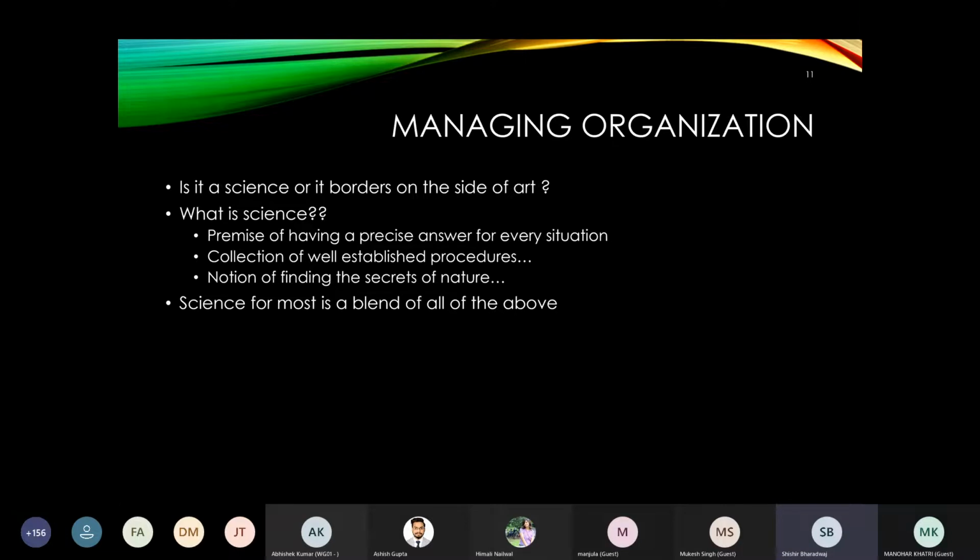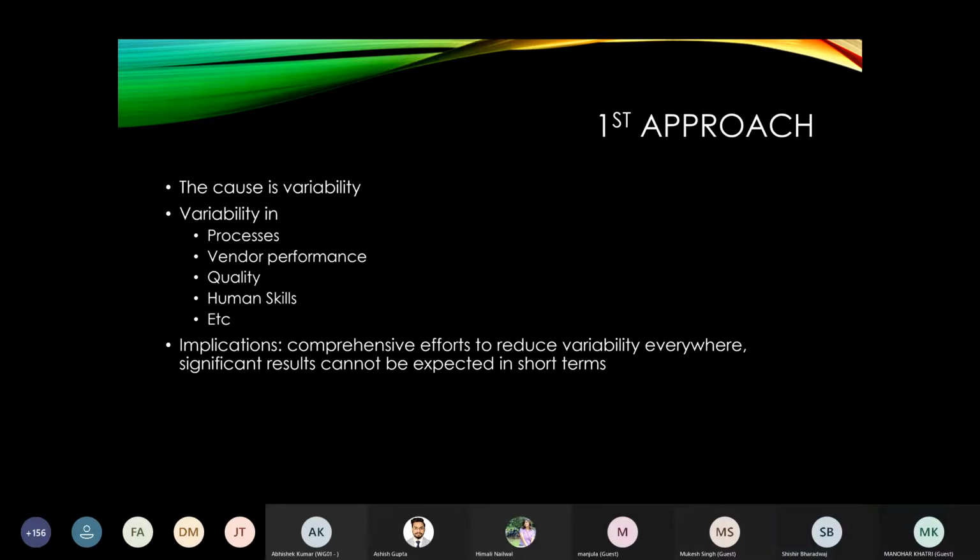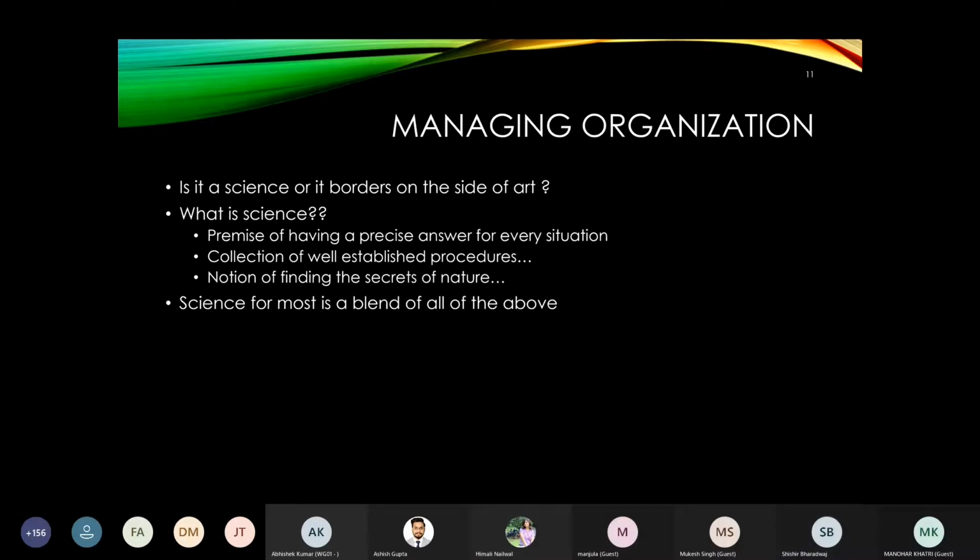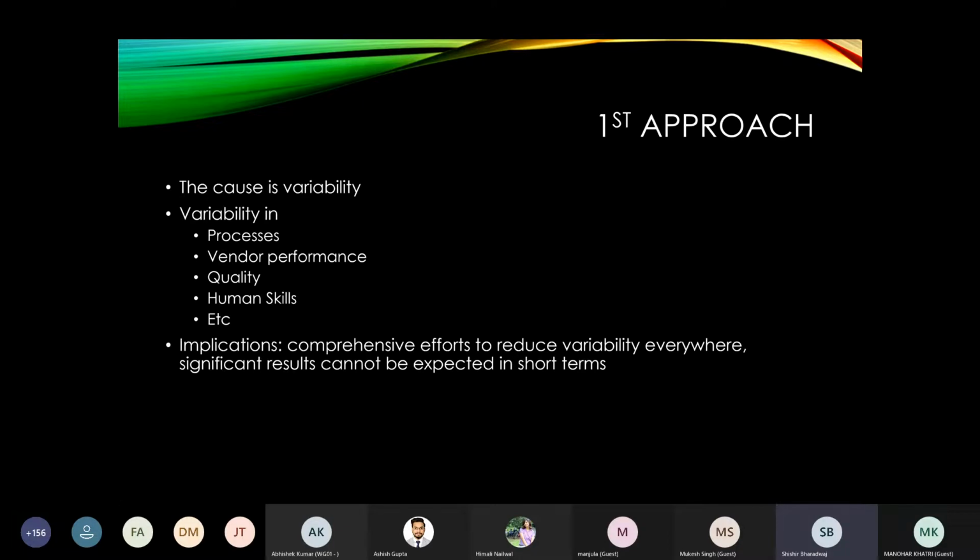Now, one can oscillate between them, but the idea is that if you have science as your approach to managing organizations, the chances are that you end up simplifying the complexity in an organization. So this approach of looking at organization as a science or as an art leads us to two types of management approaches.